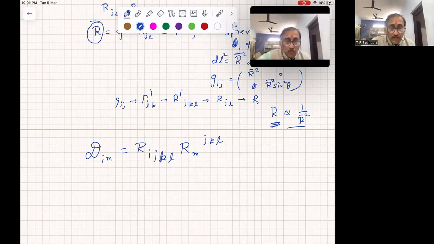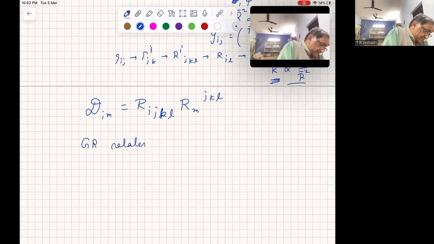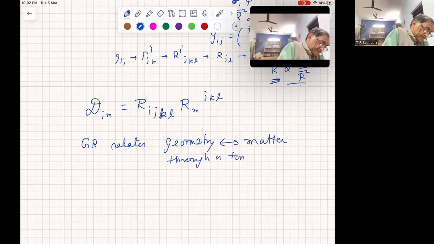Okay. So once you have that, then we are ready to start launching into the left-hand side of Einstein's equation, which is geometric. So as I have been telling, GR relates geometry to matter through a tensor equation.